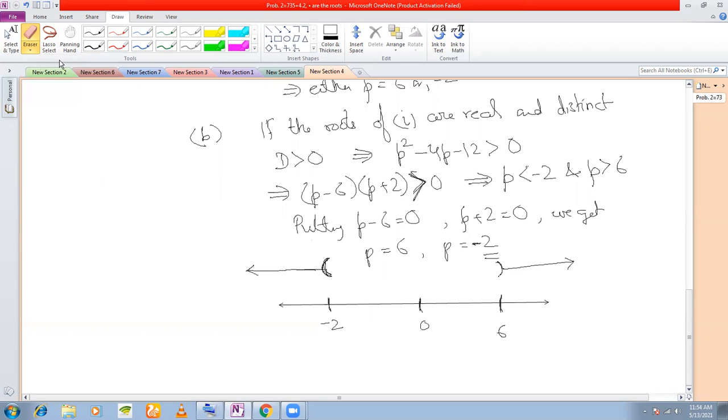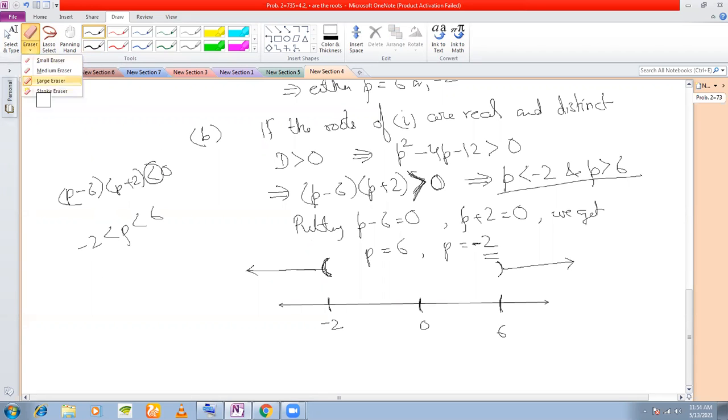So whenever you see this greater than sign, this is what you will conclude. Suppose it was p minus 6 into p plus 2 less than 0, then what would you have concluded? You would have concluded that p must lie between minus 2 and 6, because of this sign. So we'll continue with the next one.